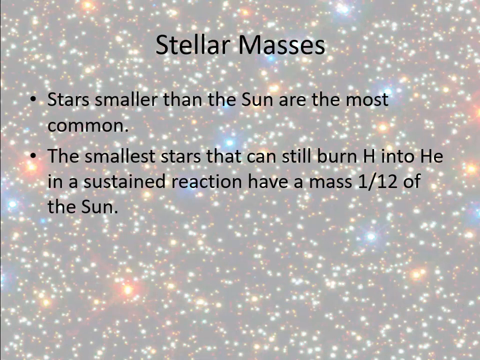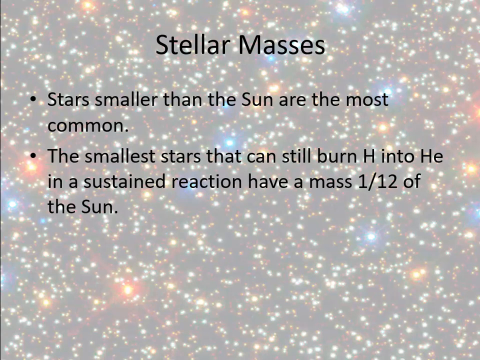Now, the smallest stars, at least the least massive stars, are stars that are about 1/12 of our Sun's mass, so about 0.08 solar masses. And these are the smallest, or the least massive, that a star can be in order to have enough gravity to convert potential energy into kinetic energy and get the temperature in the core high enough that you'll be able to start the proton-proton chain.